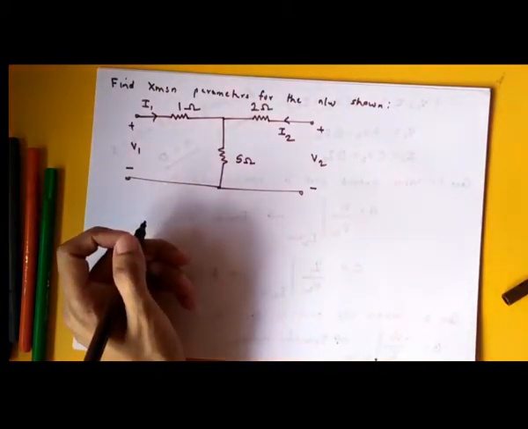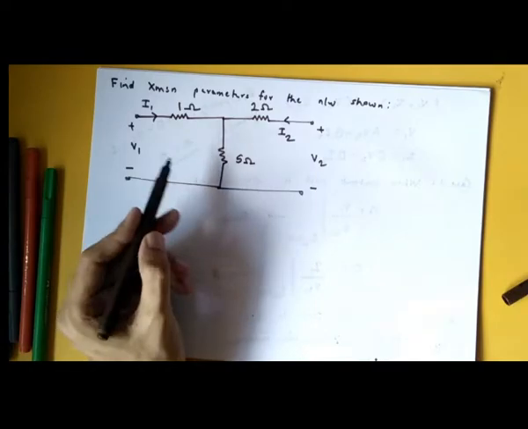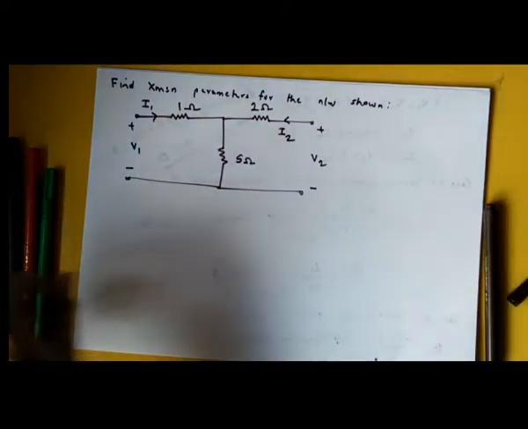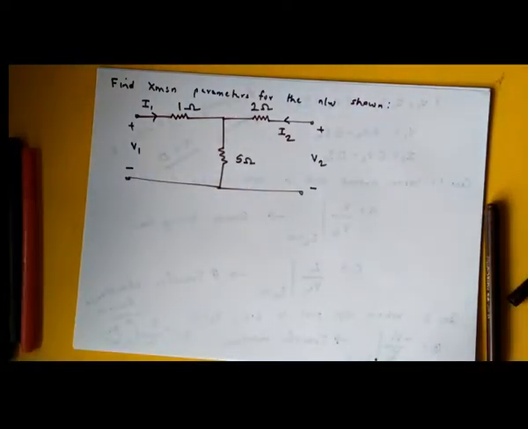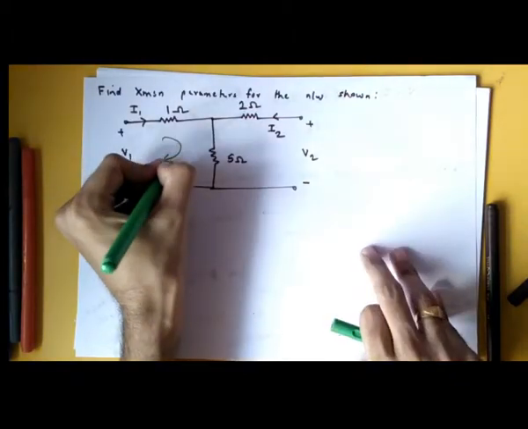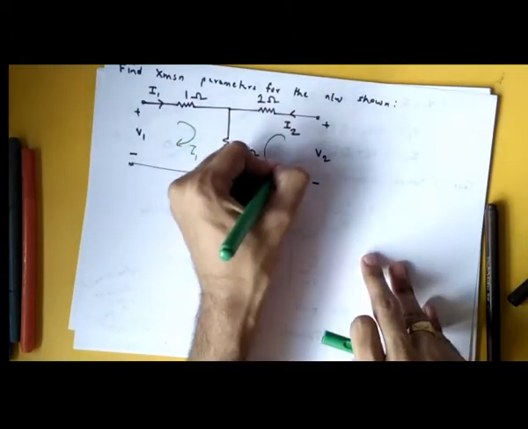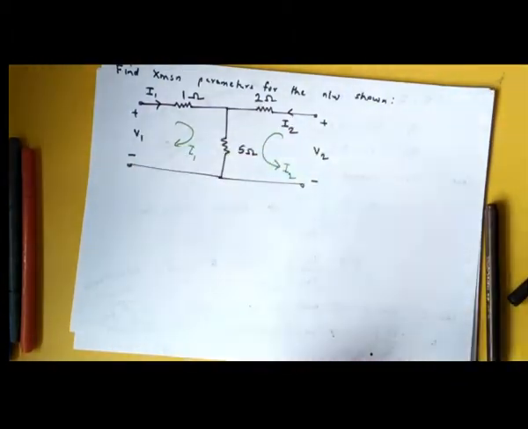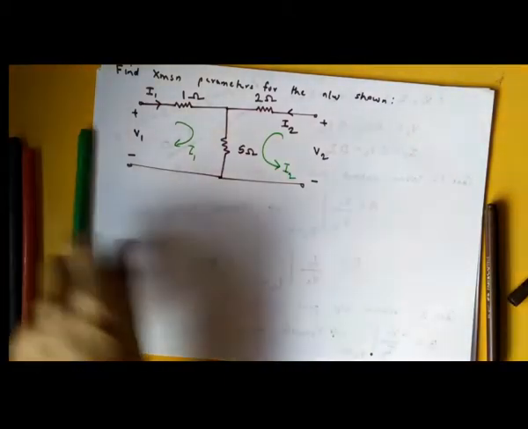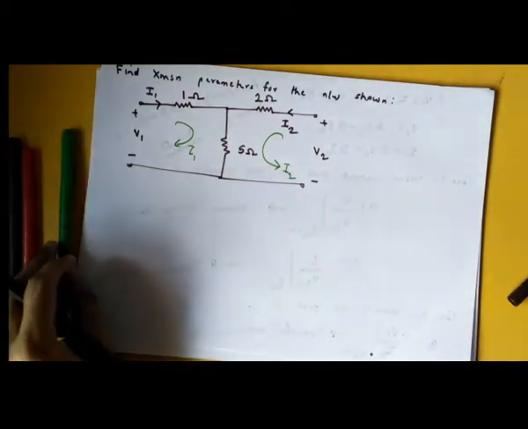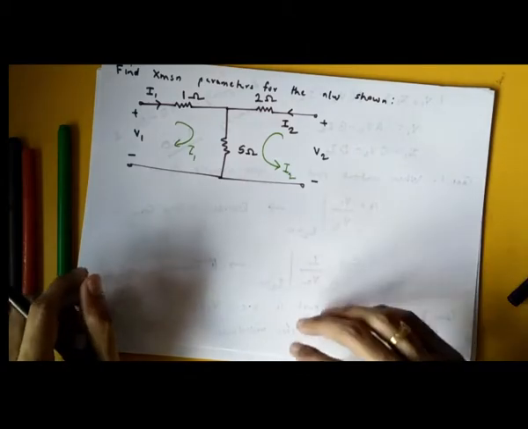Again, if Z parameters were asked, what will we do? We assume the currents, right? They are already given here, so you can say this is I1, this is I2. Remember I2 is anti-clockwise, right? Then we apply KVL to mesh 1 and apply KVL to mesh 2, right?